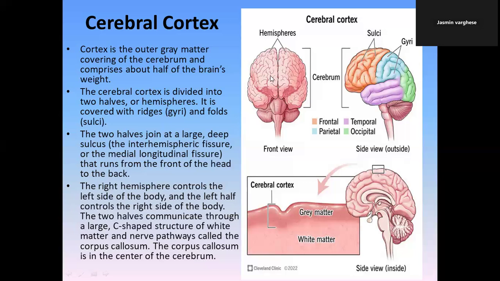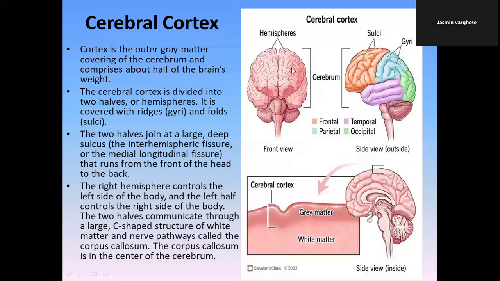Also, the cerebral cortex has 2 parts, or 2 halves, which join at the large deep sulcus called the interhemispheric fissure, or the medial longitudinal fissure, that runs from the front of the head to the back. So cerebral cortex is the covering of cerebrum, the outer gray matter covering of the cerebrum, and it comprises half of the brain's weight.